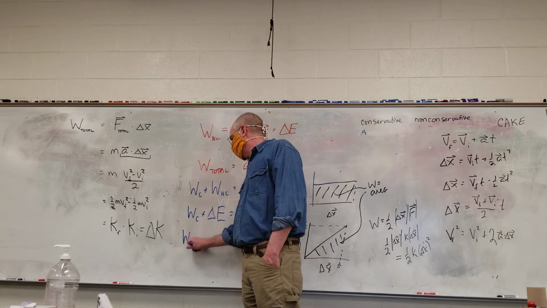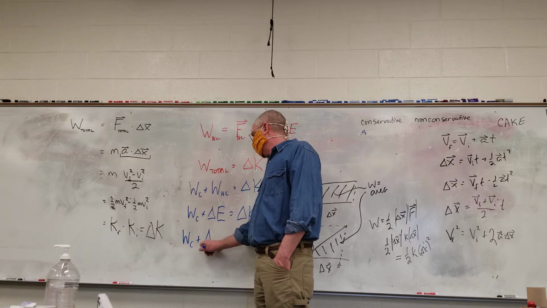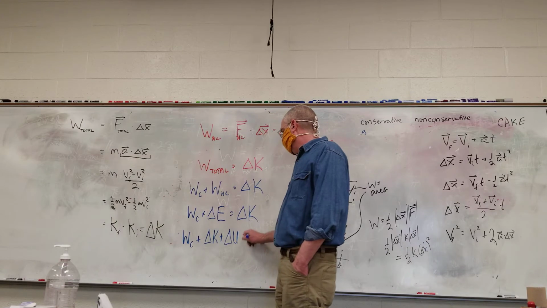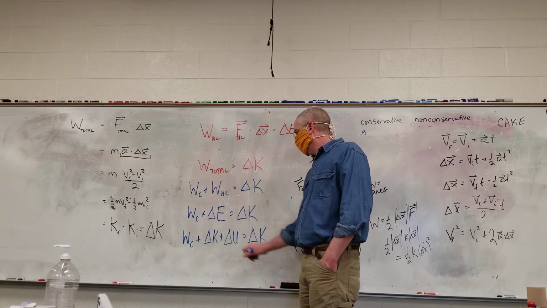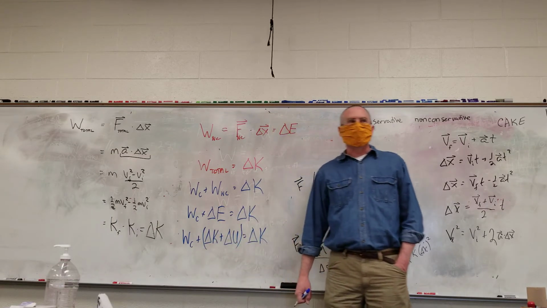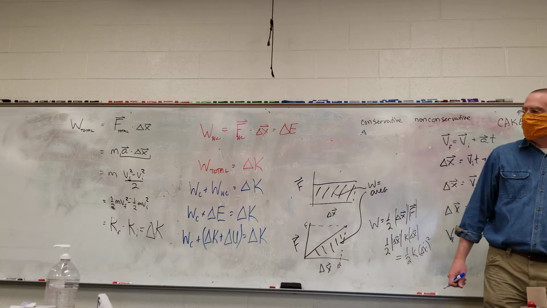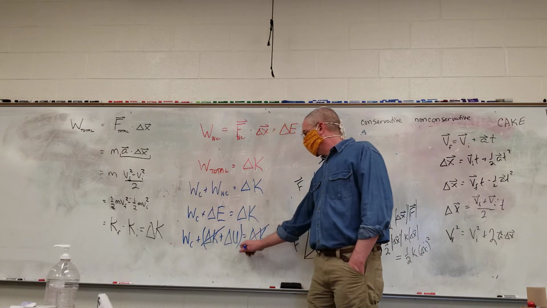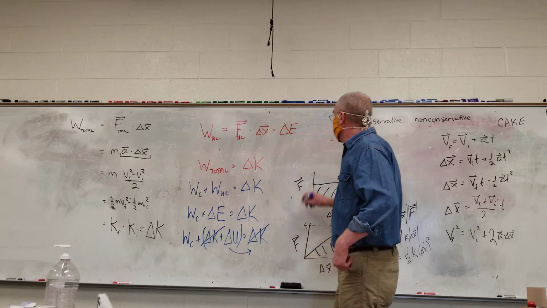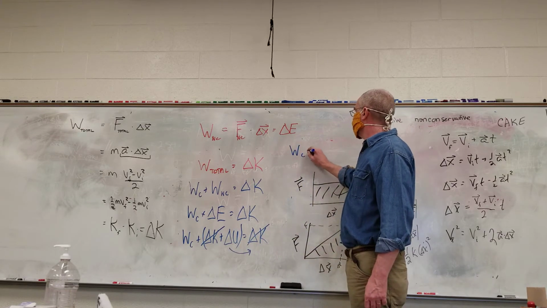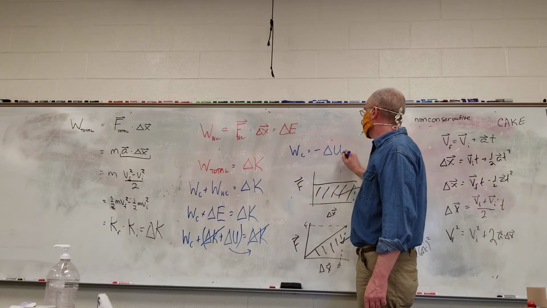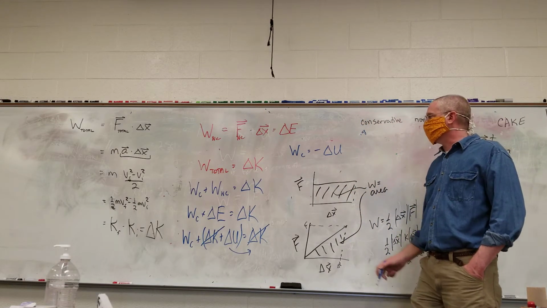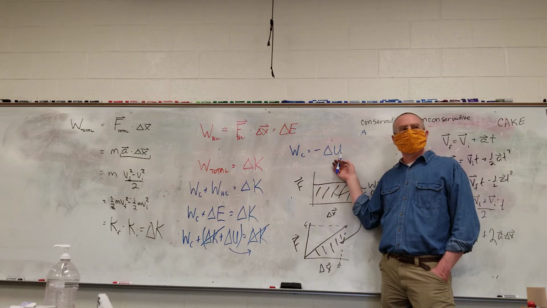So this is conservative work plus, well, the change in energy is the change in kinetic plus the change in potential energy. So that is my change in energy. Got my two types there. Delta K cancels out, bringing delta U over, and we end up with the conservative work is equal to the negative change in potential energy. This is what connects the conservative force to potential energy right here.